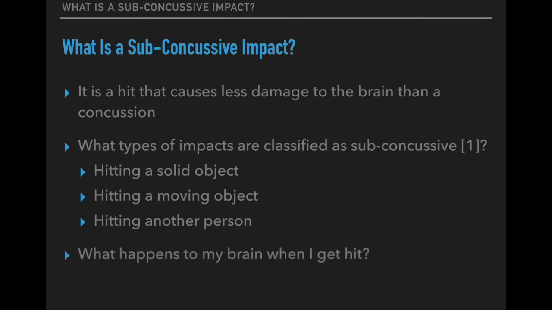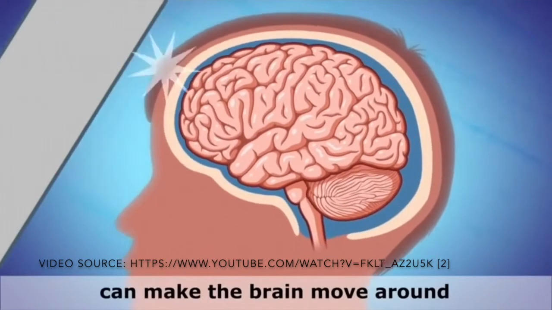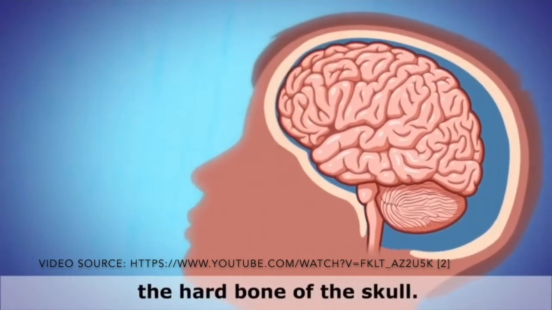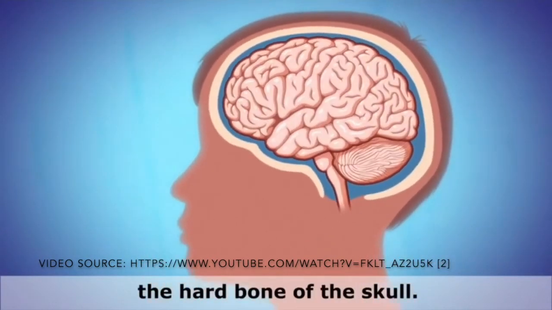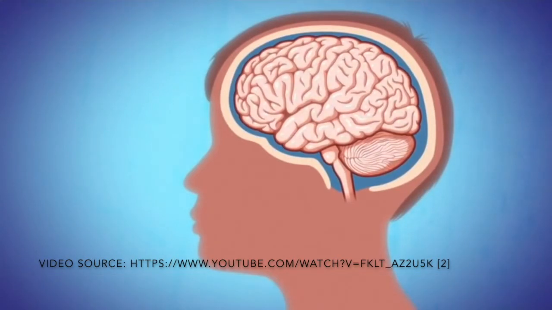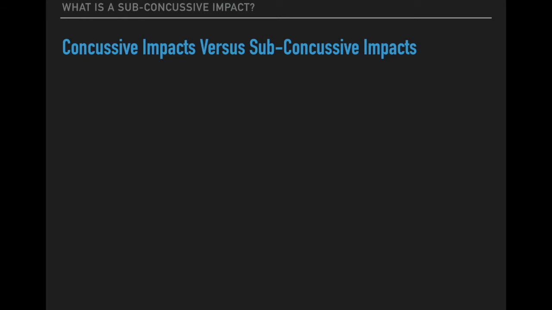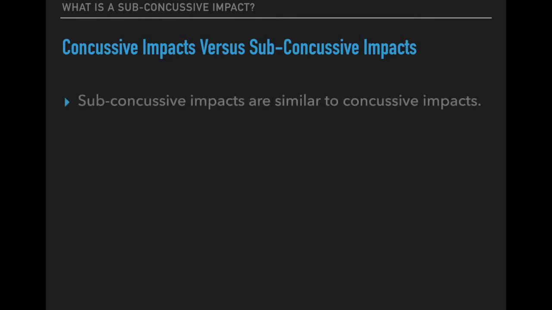It can be kind of tricky to visualize what's happening to your brain when you or someone else gets hit, but hopefully this animation will clarify a couple things. A blow to the head can make the brain move around and bang up against the hard bone of the skull. When this happens, it can cause a temporary change in the way the brain works. At this point, it might seem like concussive and subconcussive impacts are close to the same thing. However, there are some key differences between them.